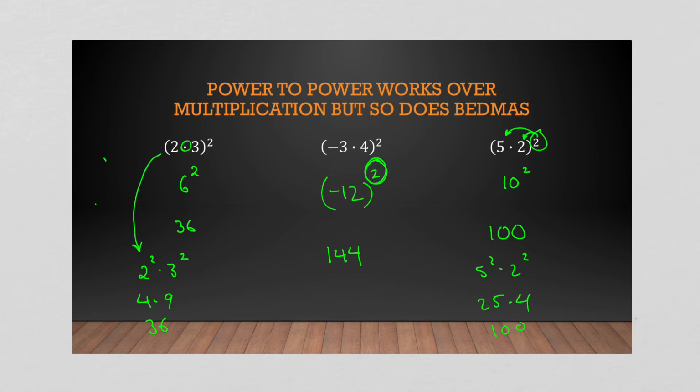So when it's multiplication on the inside, you can do either option. But if it's addition or subtraction on the inside, it has to be inside first, all of that to the exponent. That is a very common error, so let's tighten that up here.